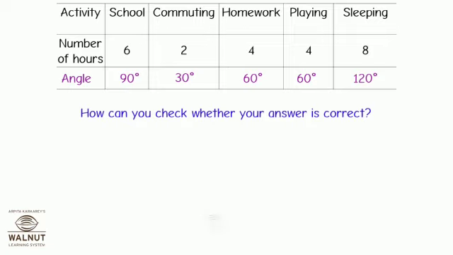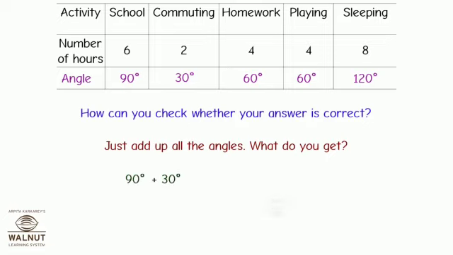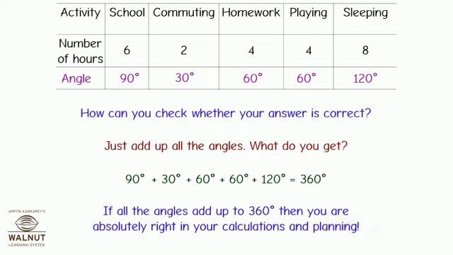Now, we have got the central angles. Okay. How can you check whether your answer is correct? Just add up all the angles. What do you get? 90 degree plus 30 degree plus 60 degree plus 60 degree plus 120 degree, that is equal to 360 degree. If all the angles add up to 360 degree, then you are absolutely right in your calculations and planning.